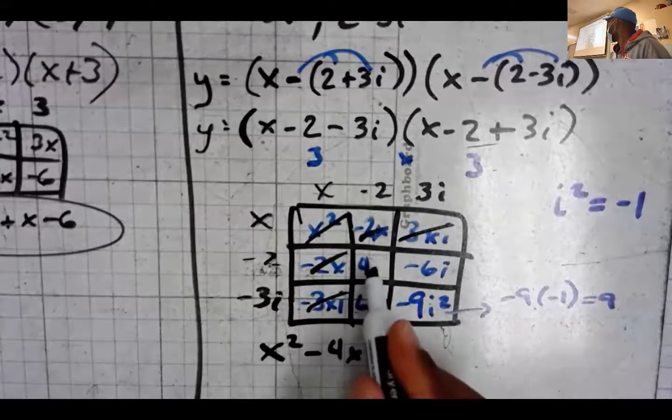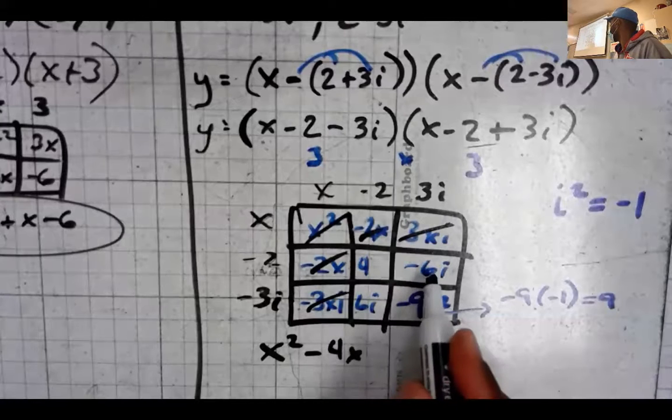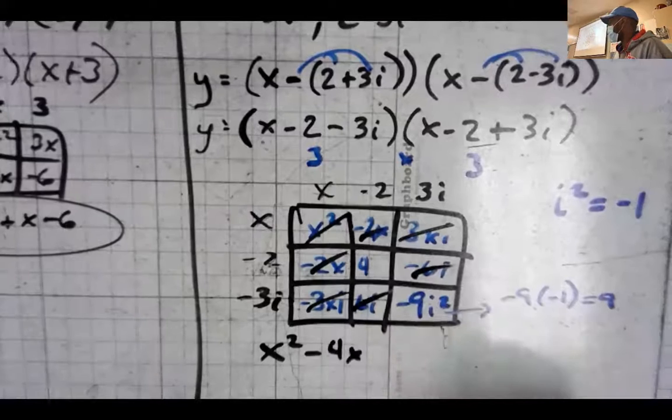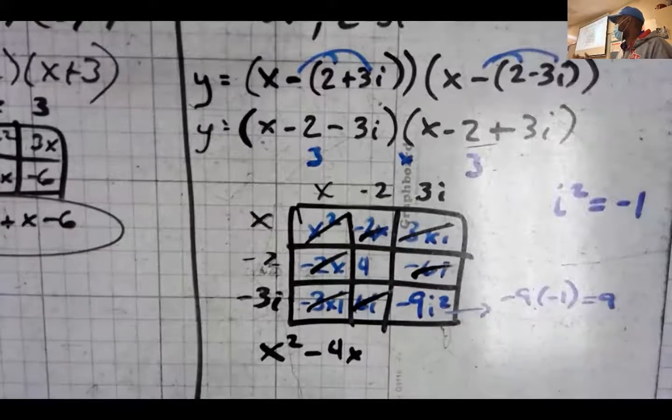I'm going to save the 4 for the m because it's just a constant. There's no x or i next to it. Then I'll go to this one. 6i minus 6i. What is that? That also cancels. A lot of times when you do these problems, numbers are going to cancel out when you're dealing with imaginary numbers.